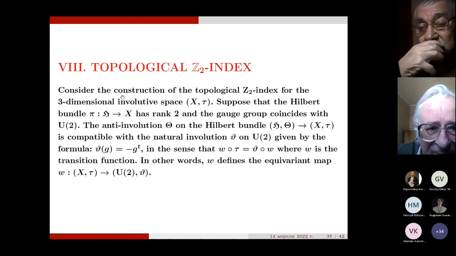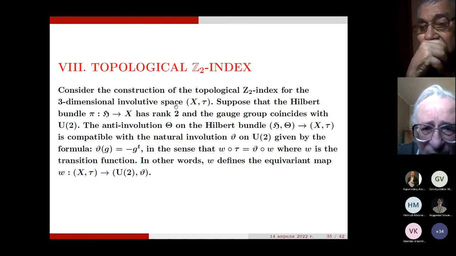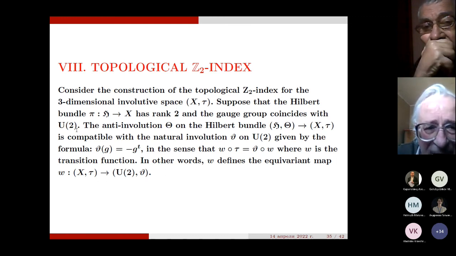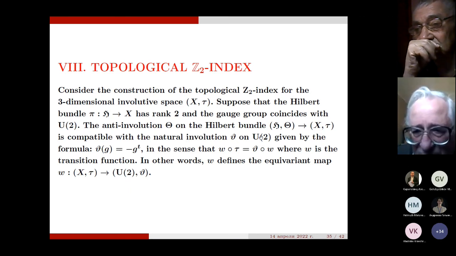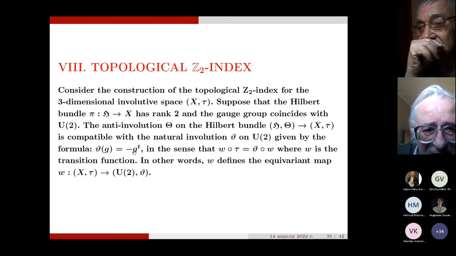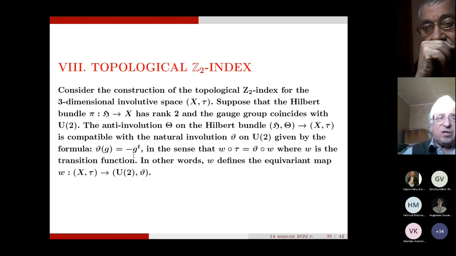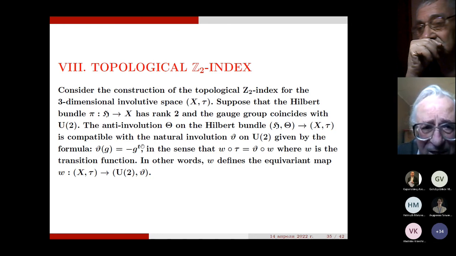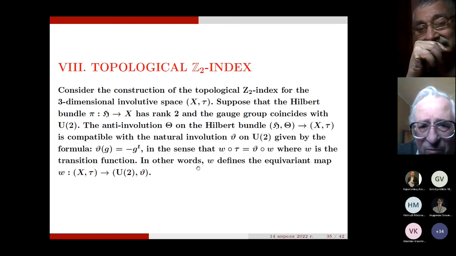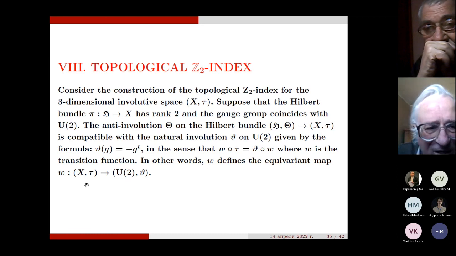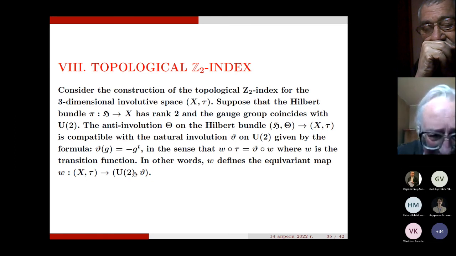Suppose that the Hilbert bundle P is again of rank 2 and the gauge group coincides with U2. Then the anti-involution theta on the Hilbert bundle is compatible with the natural involution theta on the group U2, which is given by the standard formula. This is the standard involution of the unitary group. And this is compatible in the usual sense here, where W is the transition functions. In other words, W, the transition function, defines an equivariant map from X tau to the group U2 provided with this involution theta.